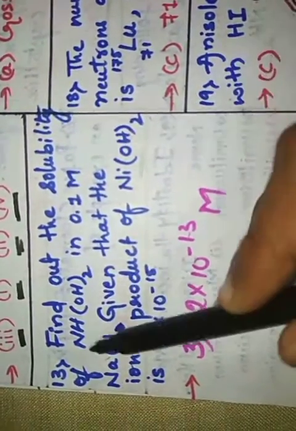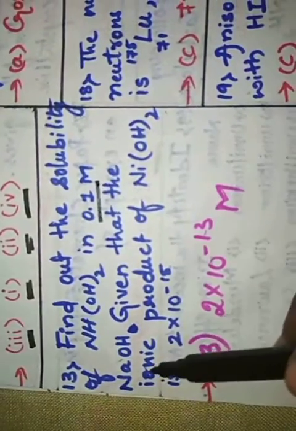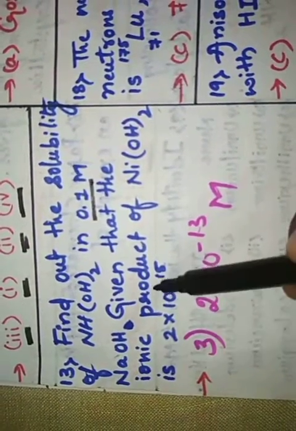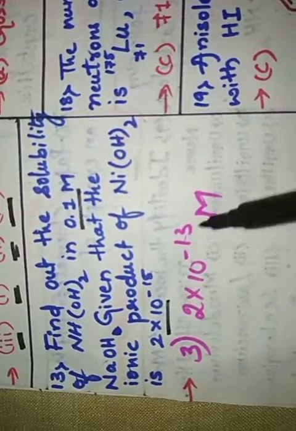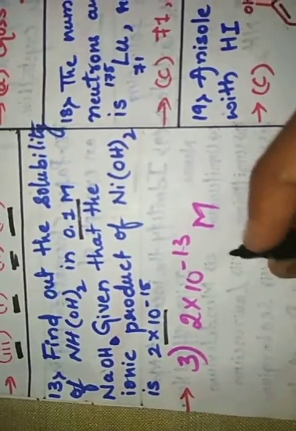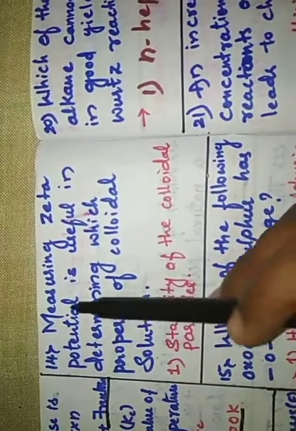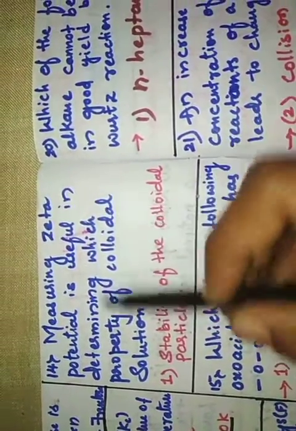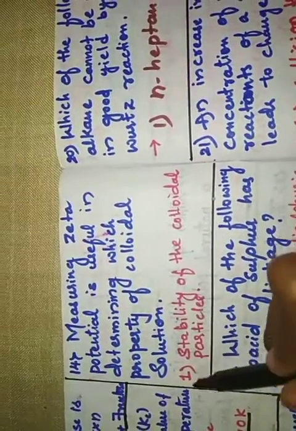Find out the solubility of Ni(OH)2 in 0.1 m NaOH, given that the ionic product of Ni(OH)2 is 2 into 10 raised to minus 15. If the 2 electron is lost, then the answer is 2 into 10 raised to minus 13 m. Now moving to the 14th question, measuring the zeta potential is useful in determining which property of a colloidal solution? The answer is the stability of colloidal particles.